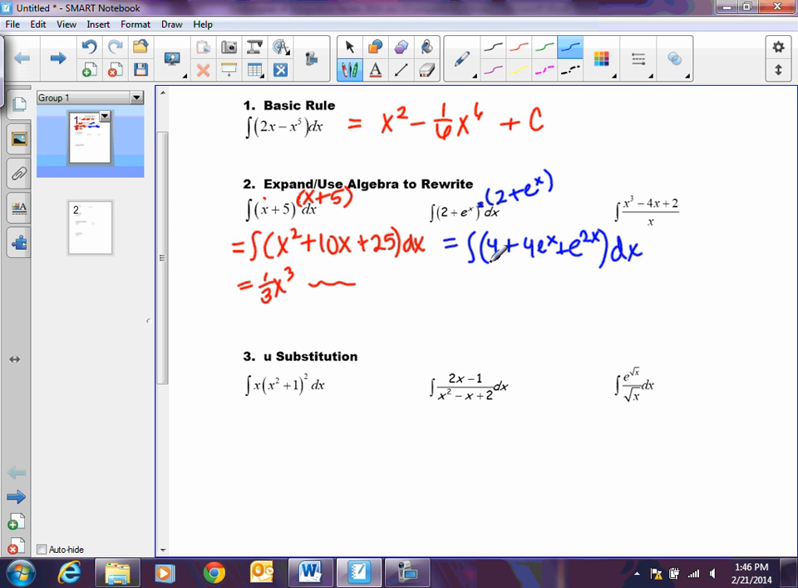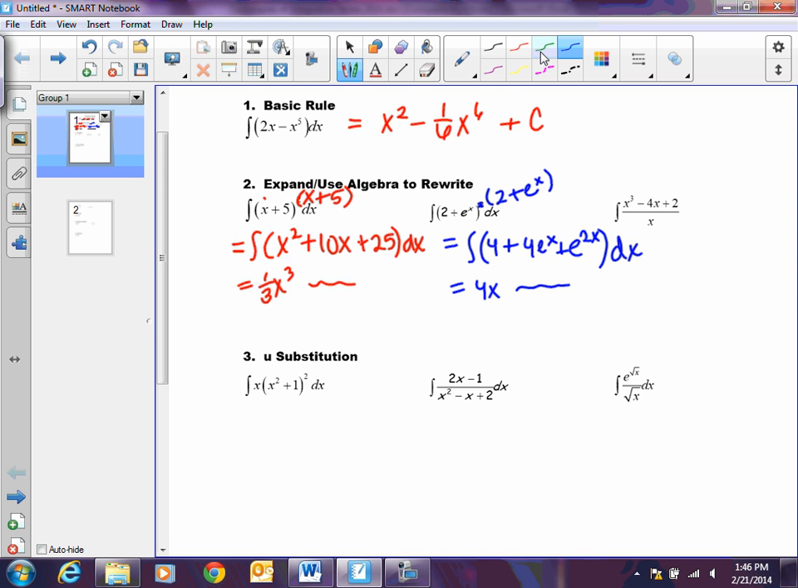Okay. And then you would go through and you would integrate each piece, okay? And you would have to do a little u substitution on this last piece. You'd have to let u equal 2x. But we'll get to that part. We'll do a harder one of that in a minute. But this problem without expanding it was impossible.